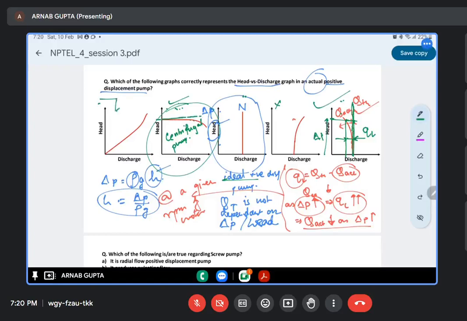We can increase the discharge up to a particular point, beyond which the head at which we are operating drops and there will be some sort of backflow happening. This is again incorrect. This is the correct depiction. So this is your correct answer.